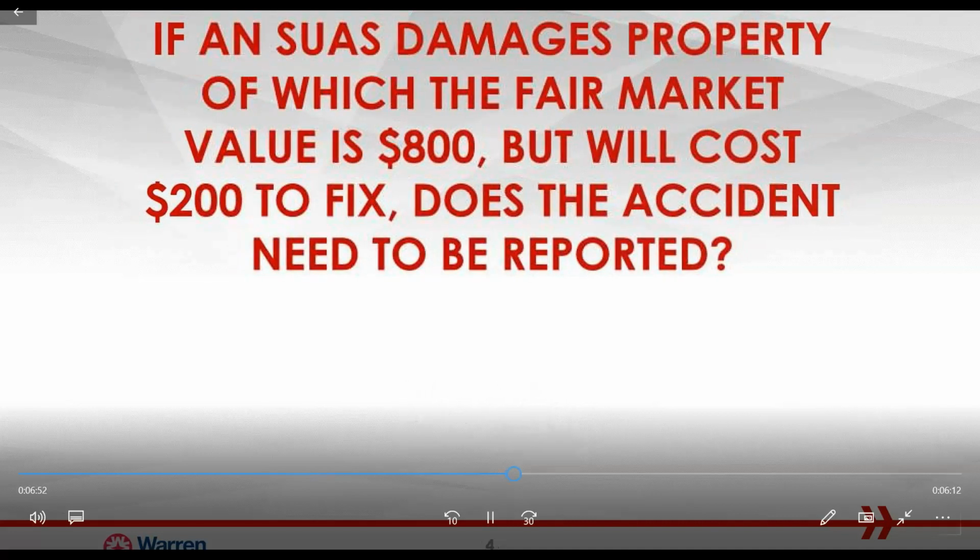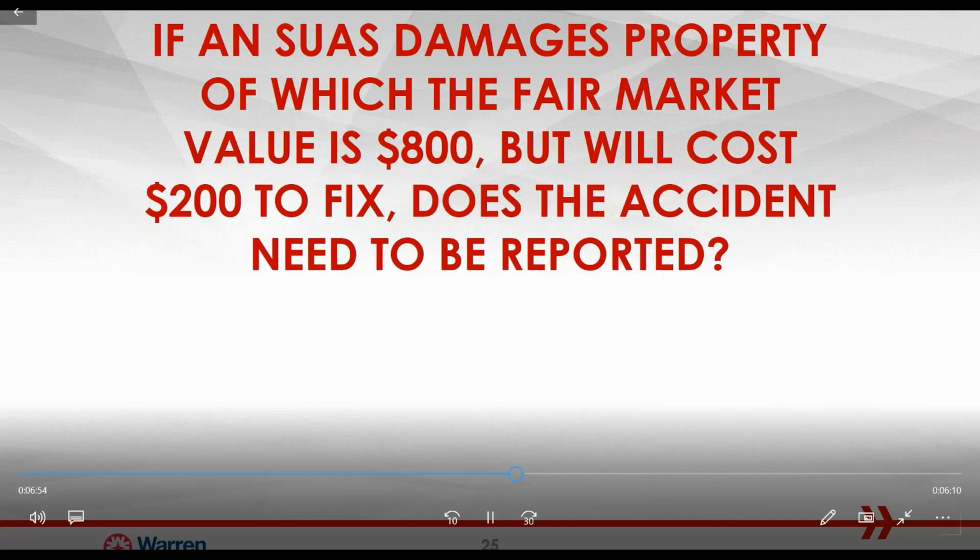Same is true on the other side. If the fair market value was $600, but you could repair it for $200, does the accident need to be reported? We've reversed the numbers, but still one of them falls below $500, so the answer is no.